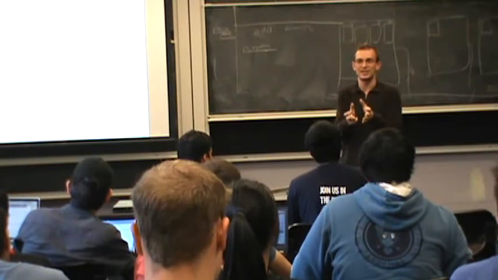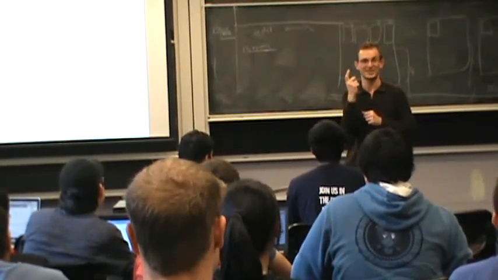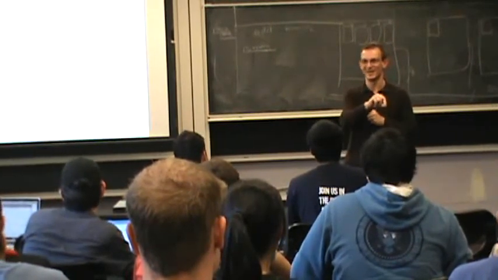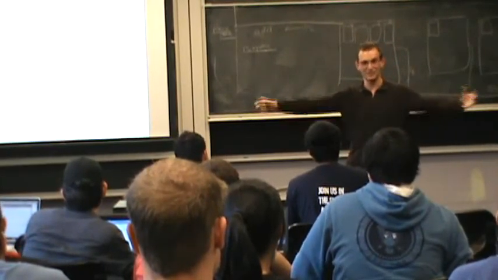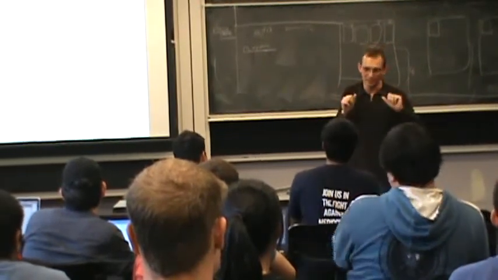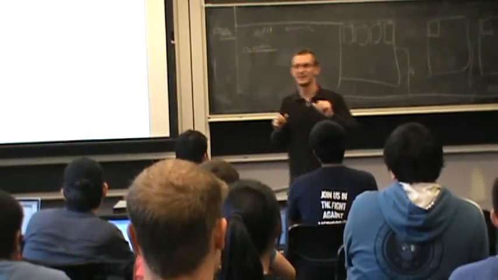True LRU is easy if you have a 2-way associative cache, right? You have only 1 bit to tell which way is the LRU way. But as your associativity increases, true LRU becomes almost impossible. I mean, everything is possible in hardware. At what cost, though, right?